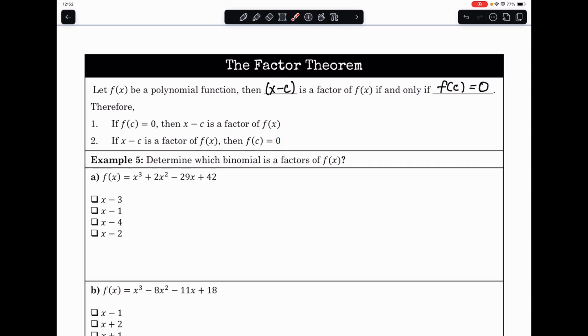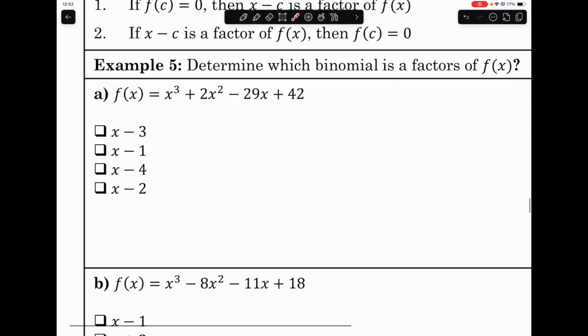So I can easily check, using the remainder theorem, if something is going to be a factor or not by using, again, substitution and plugging in the opposite of these values into my function. And if the answer is 0, then that would imply that this binomial is a factor of this polynomial that will divide it with no remainder left over. So let's check that example. Let's determine which of these binomials is a factor of this function.